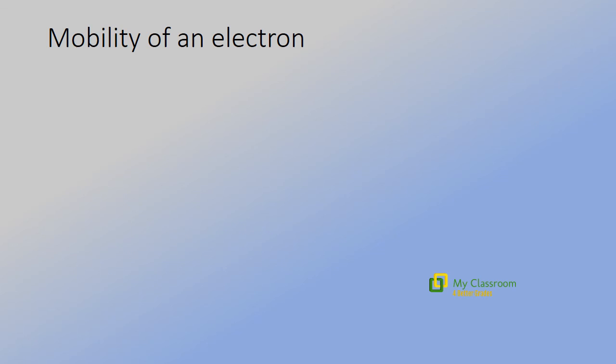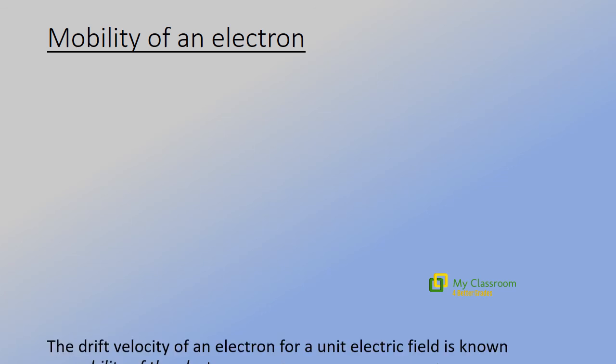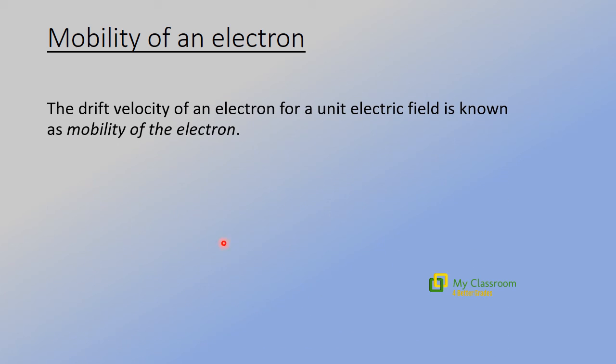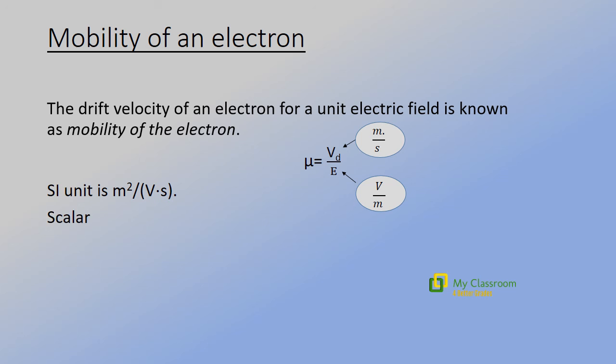Next is the mobility of an electron. Mobility of an electron is the drift velocity of an electron for a unit electric field, and it's represented by the symbol mu. It is drift velocity by electric field. To calculate its SI unit, we know the SI unit of drift velocity is meter per second and the SI unit of electric field is volt per meter, so that we get the SI unit of mobility as meter square per volt second, and mobility is a scalar quantity.